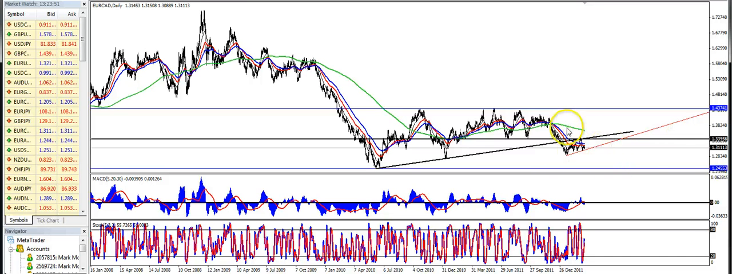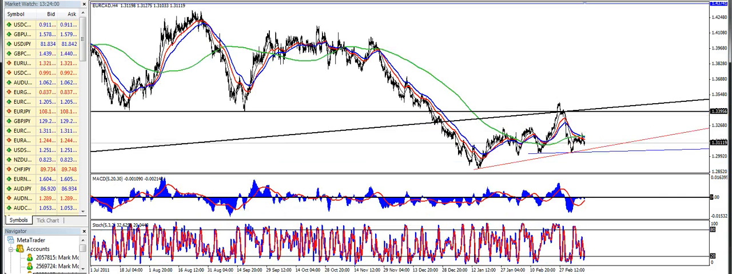That's the setup. We'll see if it matures this afternoon on the smaller time frame, and possibly even on that 4-hour chart time frame.